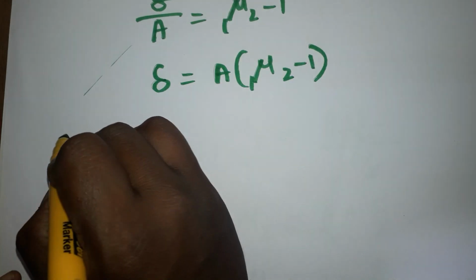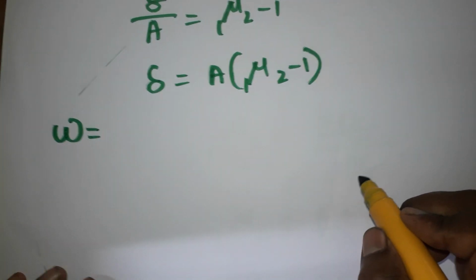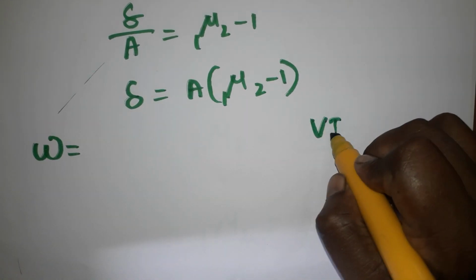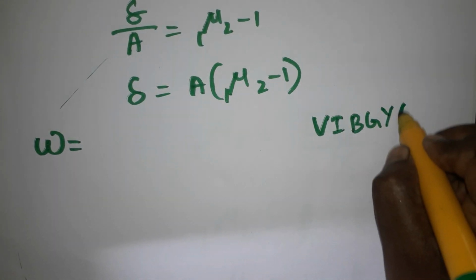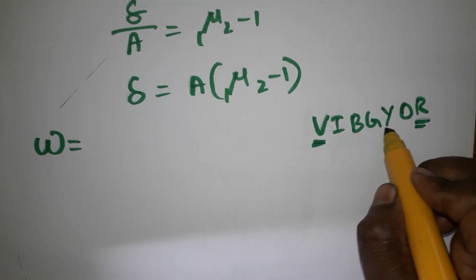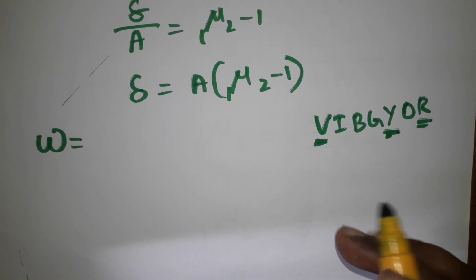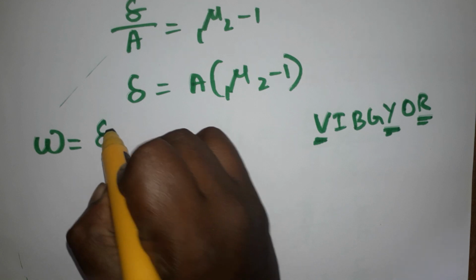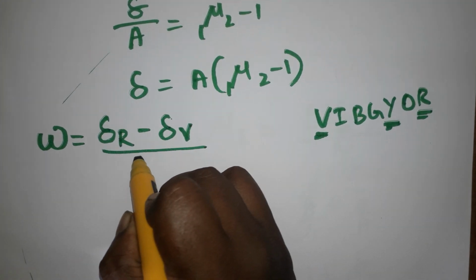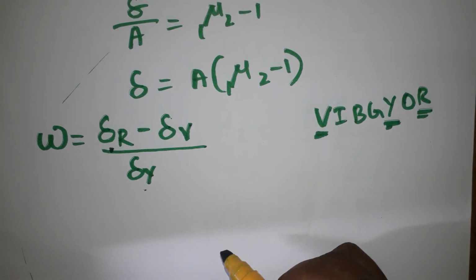And the next thing, dispersive power, which we take as omega. We know the VIBGYOR colors. I take one of the least values, one of the most values, and the center. The center is not green; according to the wavelength, yellow will be the center. So I take the deviation of red minus the deviation of violet, divided by the deviation of the yellow: maximum, minimum, and center one.